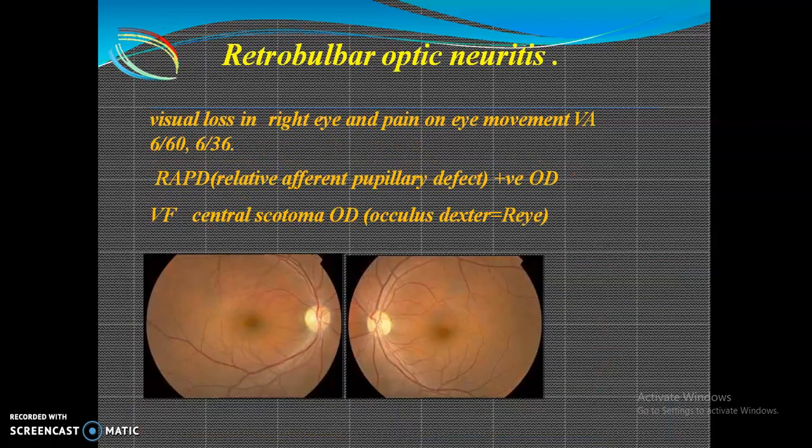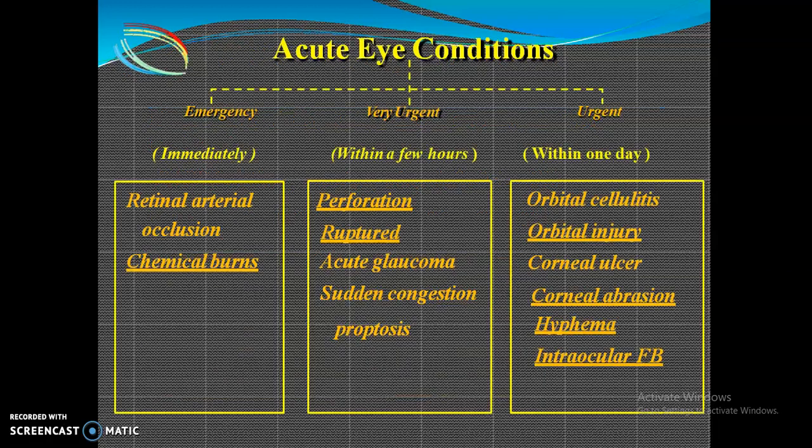Then the retrobulbar optic neuritis, that is visual loss in the right eye and pain on eye movement. Visual acuity will be 6 out of 60 or 6 out of 36, and there will be RAPD, that is the relative afferent pupillary defect. Then positive OD. OD means oculus dexter, a Latin term which indicates the right eye. Especially there will be a problem along with the right eye, and there will be VF central scotoma OD. VF means visual field. These are the things in optic neuritis.